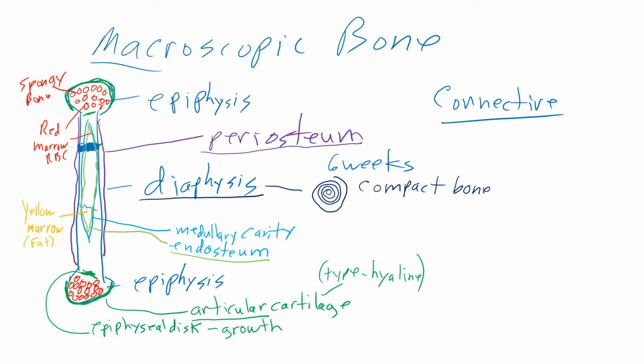This is where all of the bone growth takes place, right? You'd think if you're going from 3 feet to 4 feet to 5 feet, this entire bone is growing in length. It's not. It's lengthening here at the ends of the epiphyseal disc. That's it. This is where all the bone growth takes place.